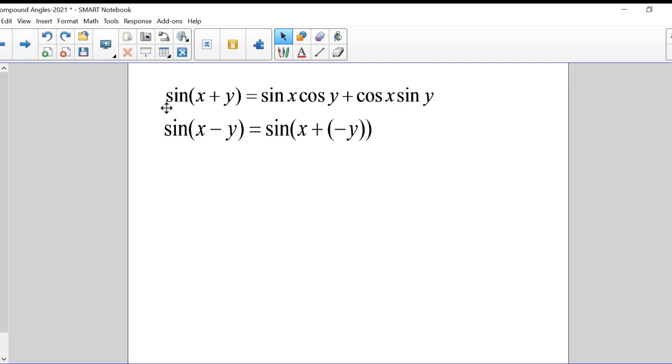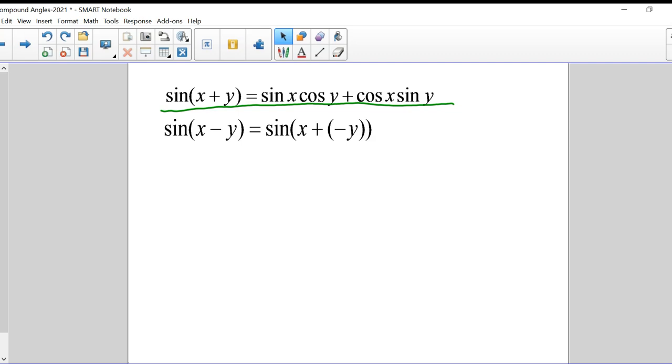But I will give you this compound angle formula, which says that the sine of a sum of two angles is equal to the sine of one of those angles times the cosine of the other angle plus the cosine of the first angle times the sine of the second angle. That's just one of what's called the trig identities. I'm going to talk more about trig identities later on in today's class.